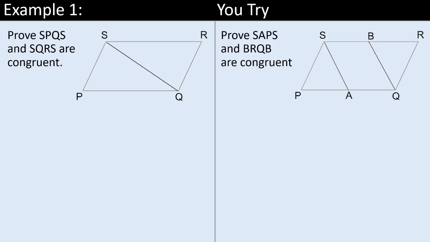Okay. So, example number 1. I've got a parallelogram here. SRQP is a parallelogram, and I want to prove that SPQS, so this triangle here, which I'm going to label triangle A, and SQRS, so this triangle here, triangle B, are congruent. I want to prove that those two things are congruent.